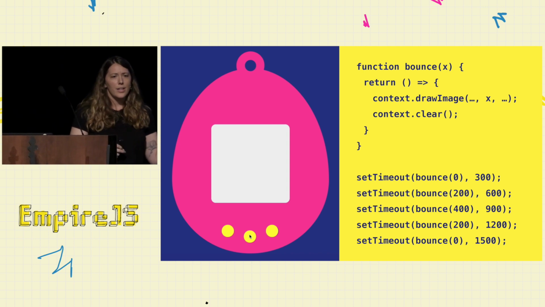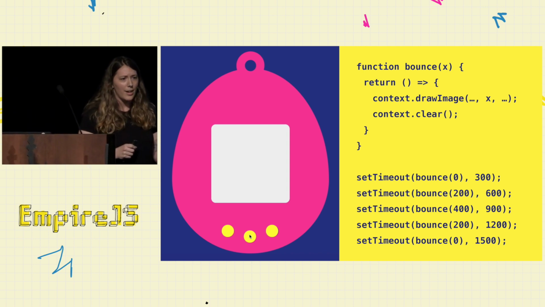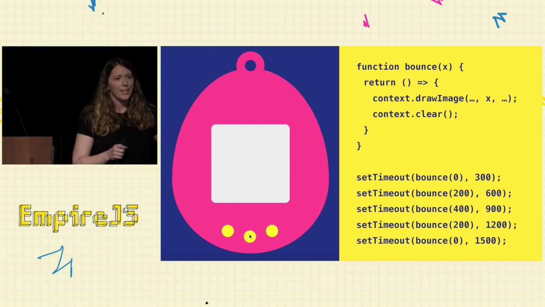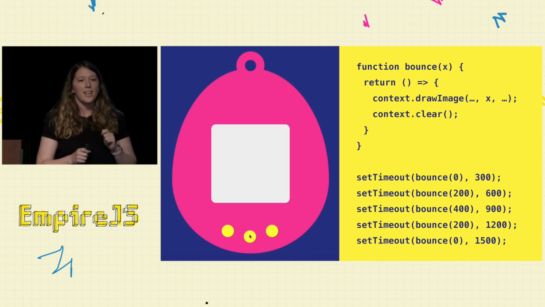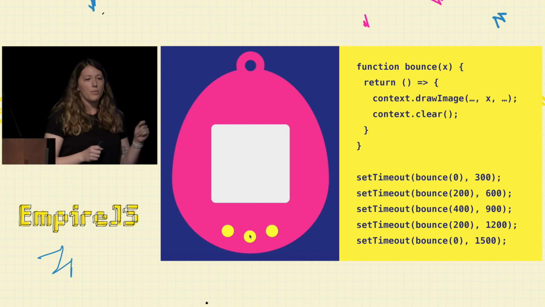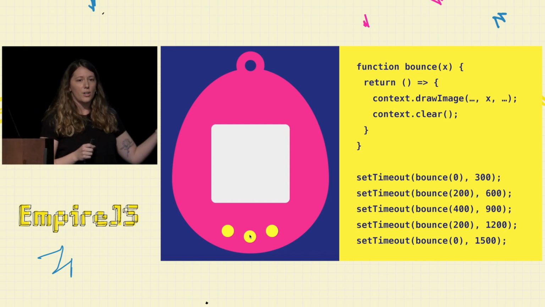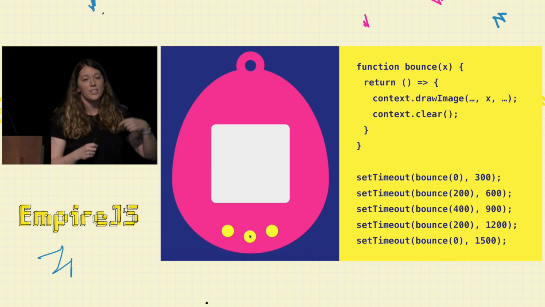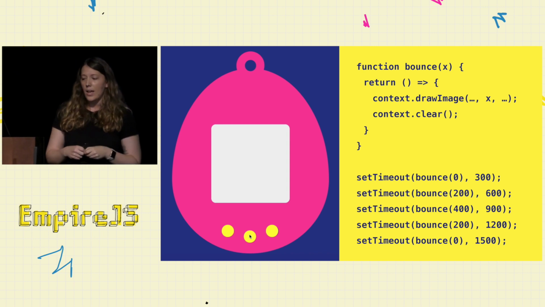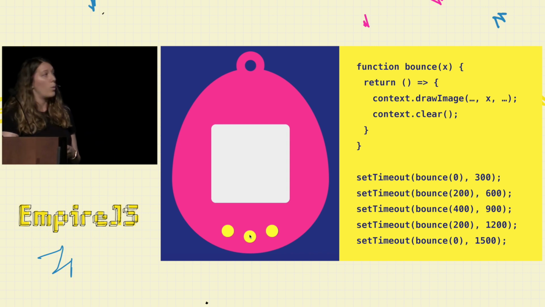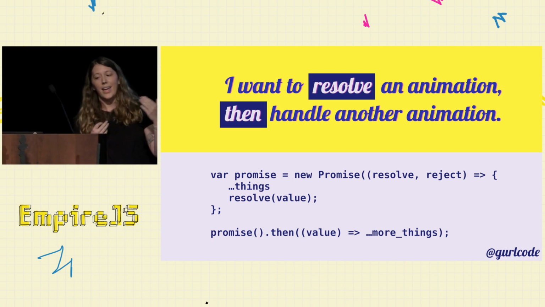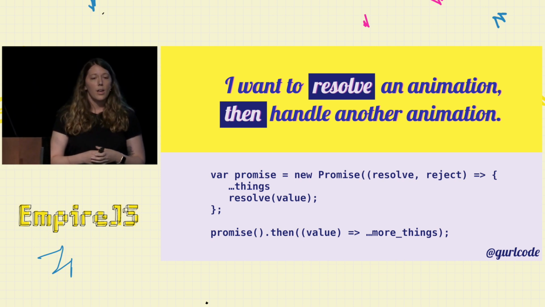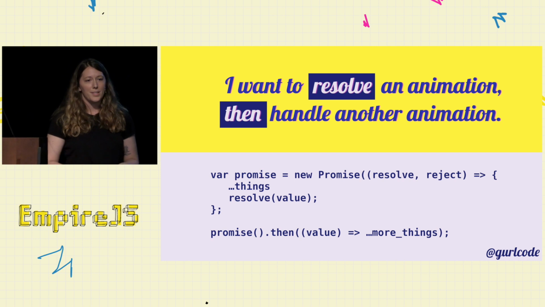But I've now created an issue because my animations are now async. So how do I know when this animation stops and I can start another one? How do I avoid overwriting this animation with another one? How do I avoid a long delay between animations? So what I want is to resolve an animation and then handle another animation. And this sounds a lot like a promise.